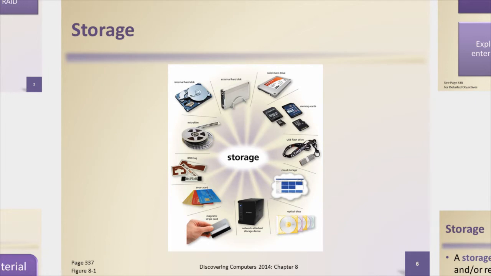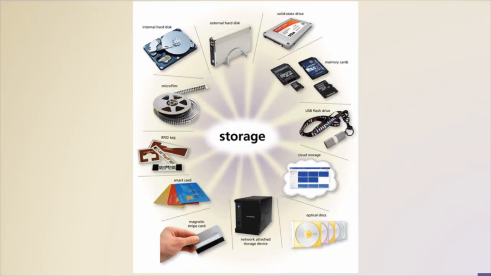So what are some of the different types of storage devices that are out there? Well, we've got the internal hard disk. If your internal hard disk looks like this, you've got a problem, and we'll talk about that a little more when we dive into hard disks in more detail in a minute. We've got external hard disks, which are essentially the same thing. It's just packaged slightly differently.